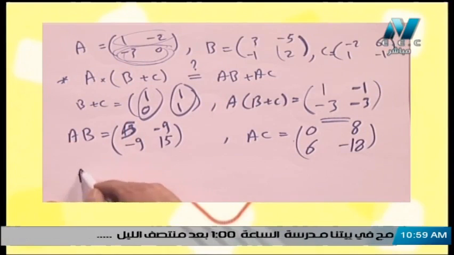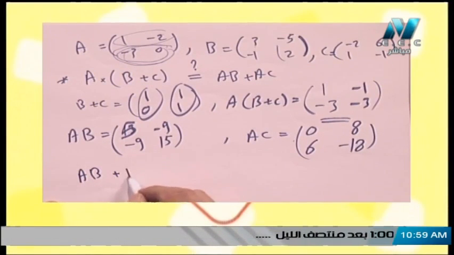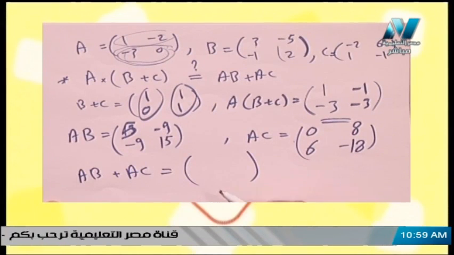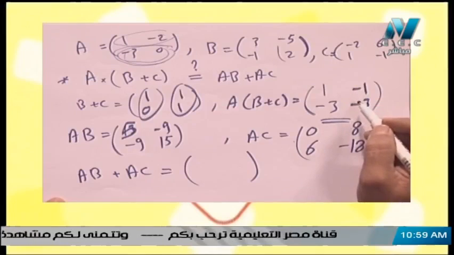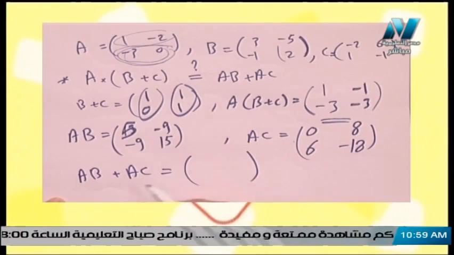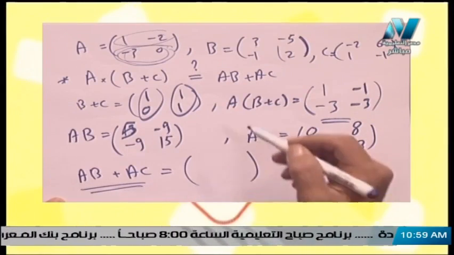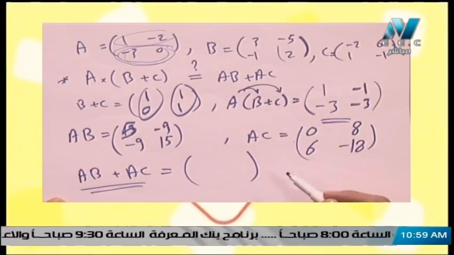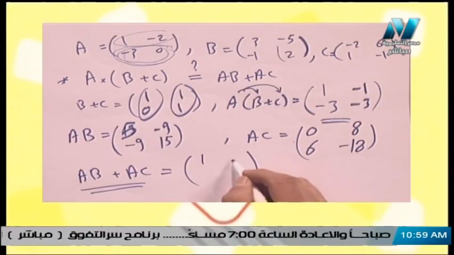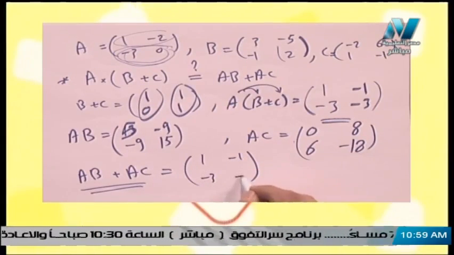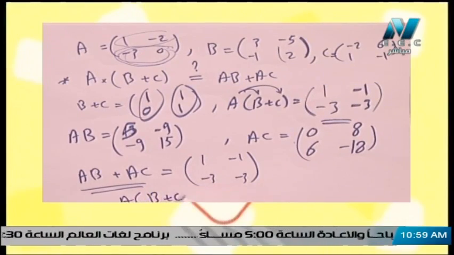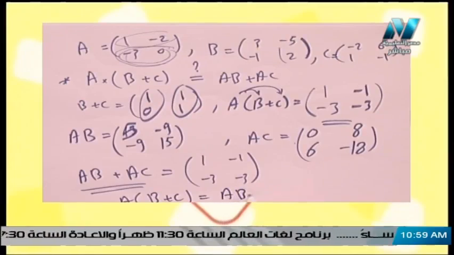To find AB plus AC, you will find that the answer will be like this. Something is wrong in the numbers, but the answer will be the same as A times B plus A times C. So the answer will be 1, negative 1, negative 3, and negative 3. Okay, so A multiplied by B plus C will be equal to AB plus AC.